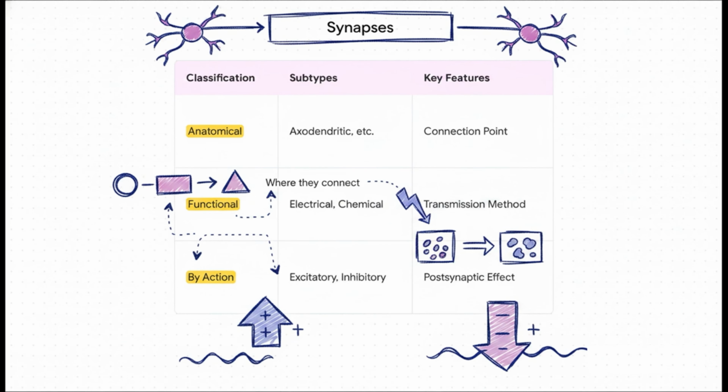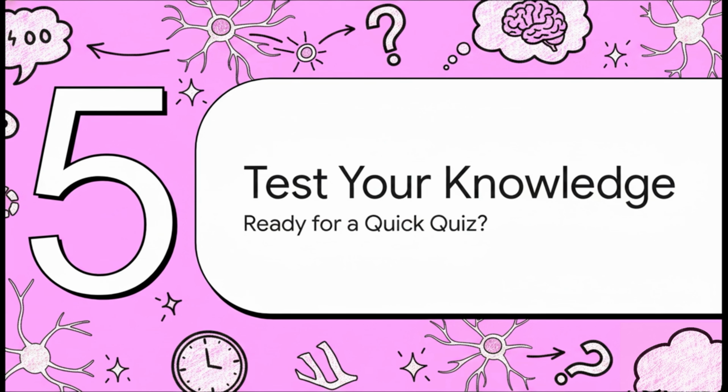Whew, okay, I know that was a lot to take in. So here is your quick and dirty recap table. This is the perfect slide to screenshot for your study notes. It lays out the three main ways we classify synapses: anatomical by where they connect, functional by how they send the signal, and by action, based on their effect. It's your perfect cheat sheet. All right, now that we've covered the A to Z of synapses, from their structure to what happens when they go wrong, let's see how much you've remembered. It's time for a quick 5-question quiz to lock in everything we learned.